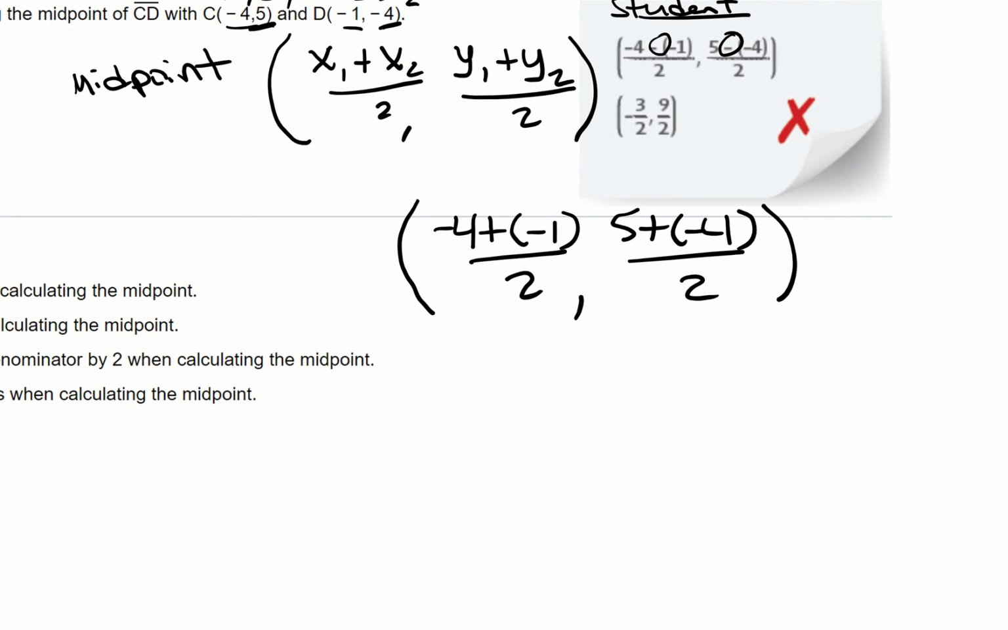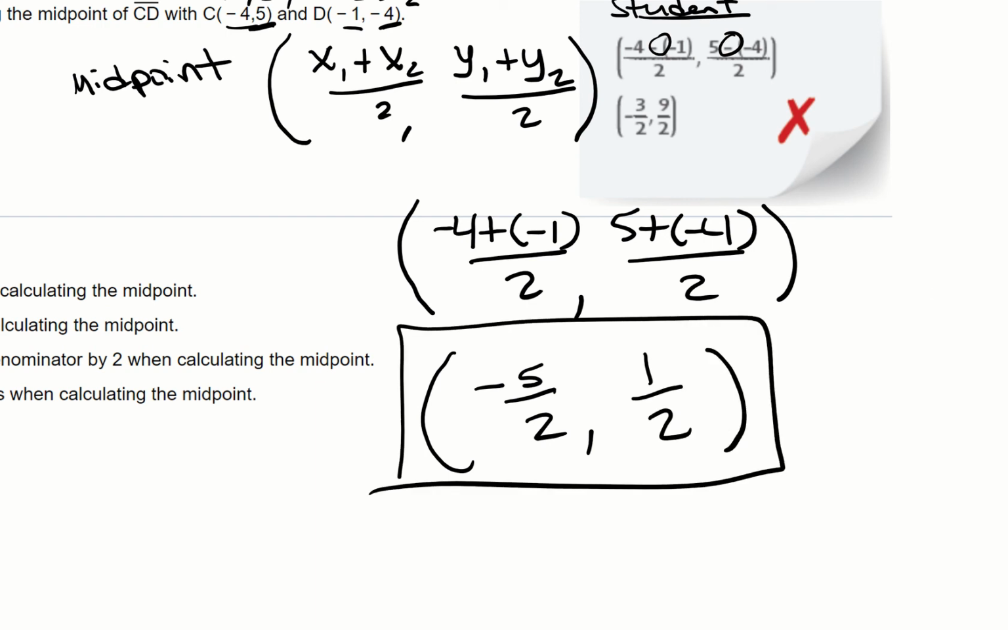And so if we want to figure out the final answer, well, -4 plus -1, that's -5. And 5 plus -4, that's 1. And so this should be my midpoint for the final answer instead of this.